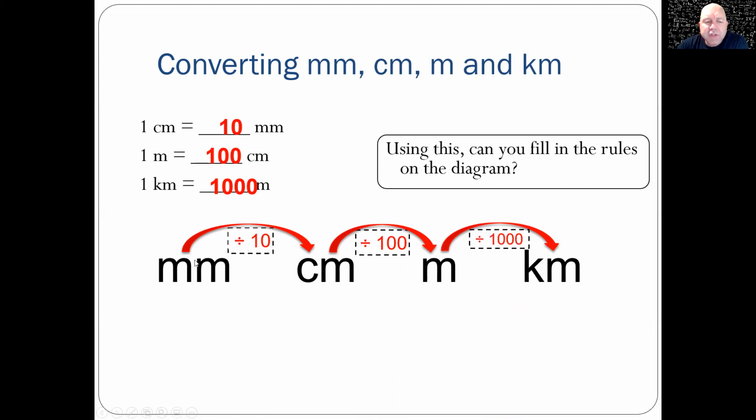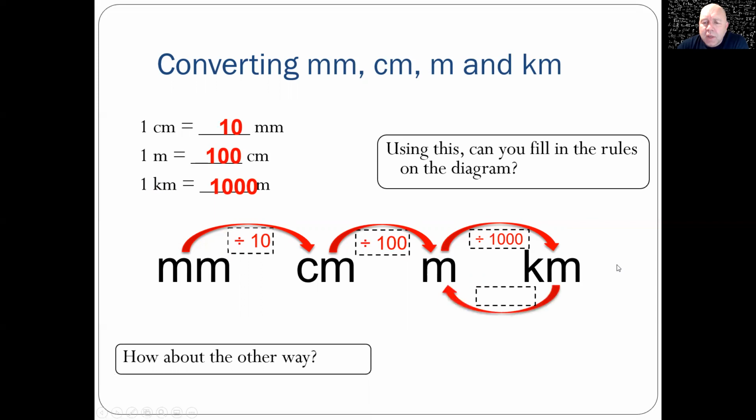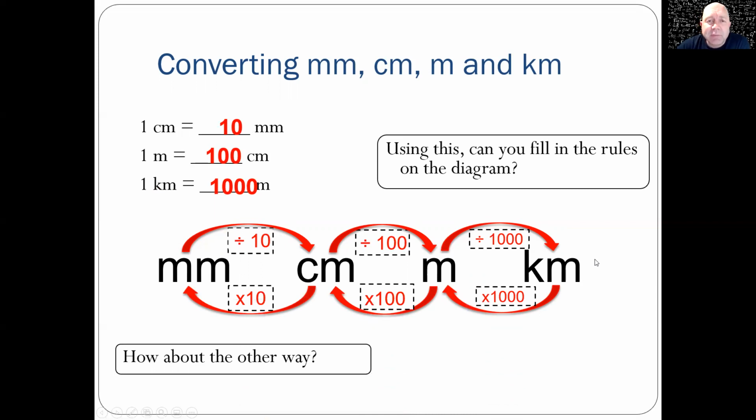So if I had 30 millimeters, divide by 10 is the same as 3 centimeters. If I had 400 centimeters, divide by 100 is the same as 4 meters. And if I had 7,000 meters, divide by 1,000, 7 kilometers. Okay. What about going the other way? Kilometers to meters, meters to centimeters, and centimeters to millimeters. Well, it's just the opposite. We're going to times by 1,000, times by 100, times by 10.